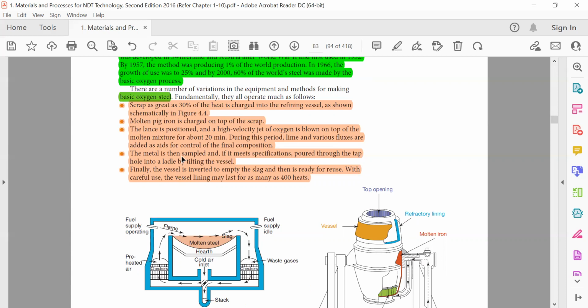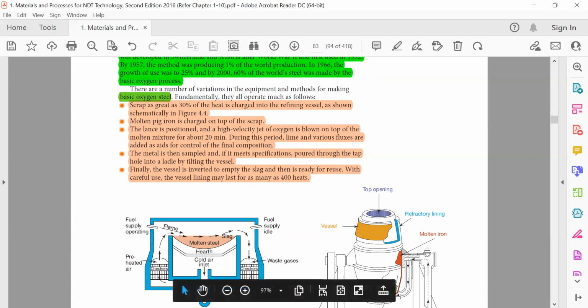The metal is then sampled, and if it meets the specification, it is poured through the tap hole into a ladle by tilting the vessel. Finally, the vessel is inverted to empty the slag and is then ready for reuse. With careful use, the vessel lining may last for as many as 400 heats.